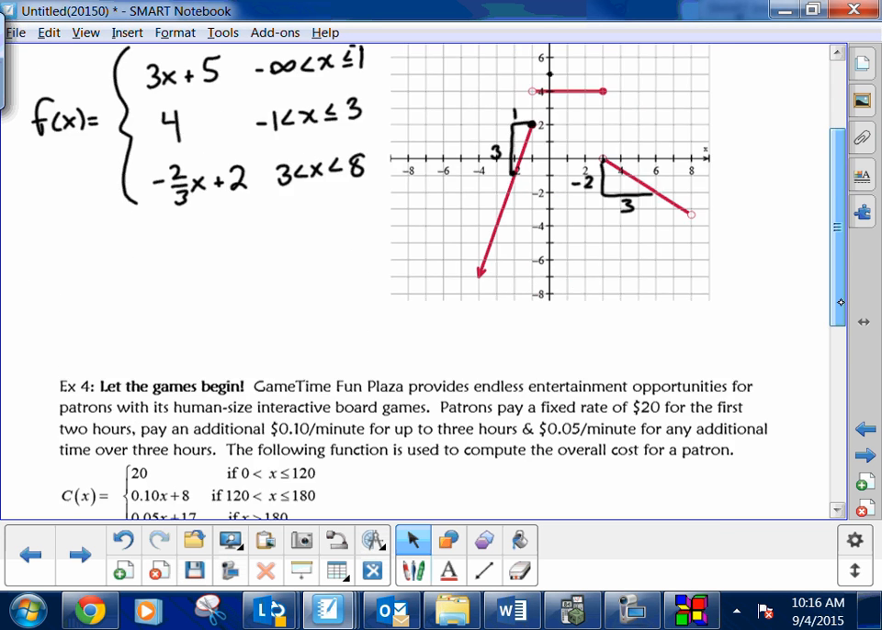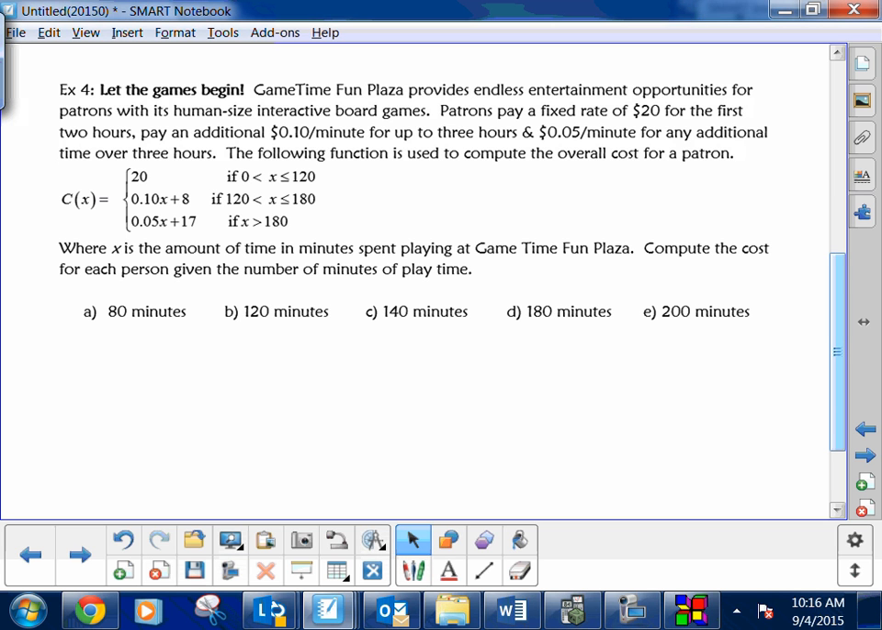The application problem says that there's a game, and it says Fun Plaza provides endless entertainment opportunities for patrons, and it's human-sized interactive board games. Patrons pay a fixed rate of $20 for the first 2 hours, and then they pay an additional 10 cents a minute for up to 3 hours, and 5 cents a minute for any additional time over 3 hours. The following function is used to compute the overall cost for a patron, where x is the amount of time in minutes spent playing at Fun Plaza. Compute the cost for each person given the number of minutes of playtime.